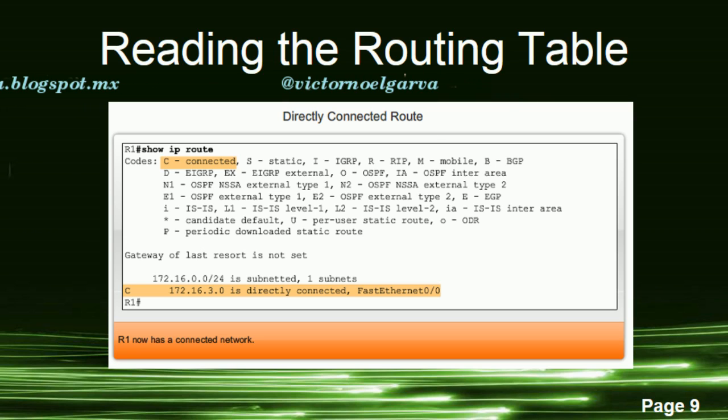The interface was configured with the 172.16.3.1/24 IP address, which makes it a member of the 172.16.3.0/24 network. The C at the beginning of the route indicates that this is a directly connected network. In other words, R1 has an interface that belongs to this network. The meaning of C is defined in the list of codes at the top of the routing table.